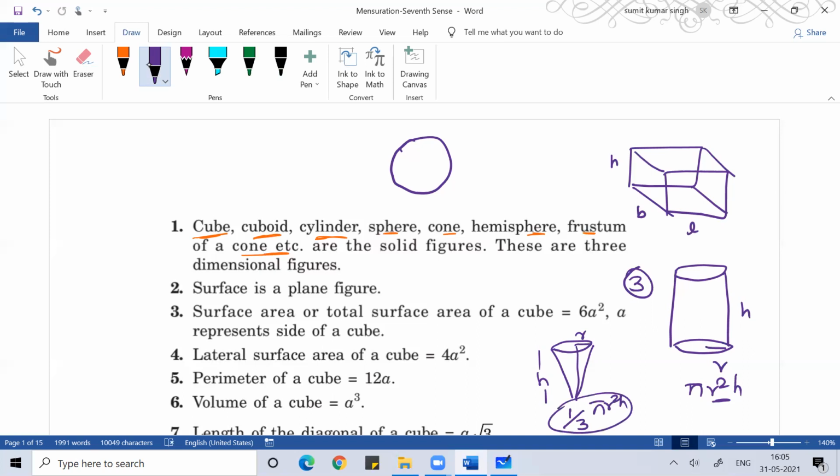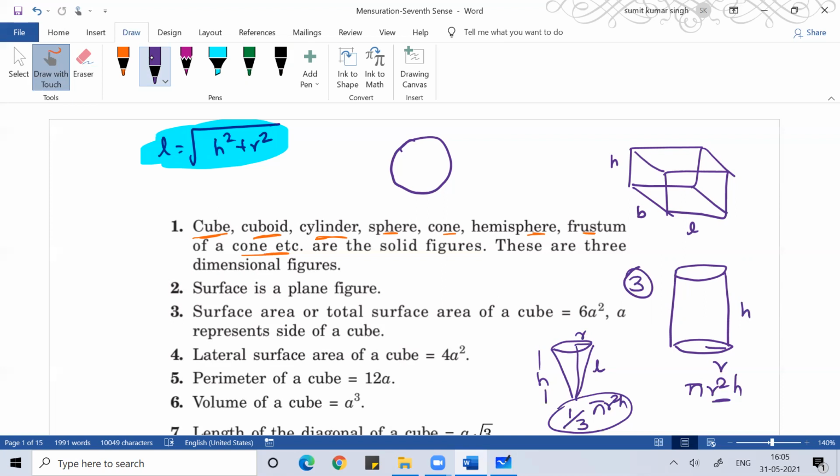So what is cone? What is cylinder? This is called slant height. L we represent as slant height. It follows the Pythagoras theorem. You can get the value of L by using this formula: L is equal to under root of h square plus r square. All these are solid figures about which we are going to discuss now.